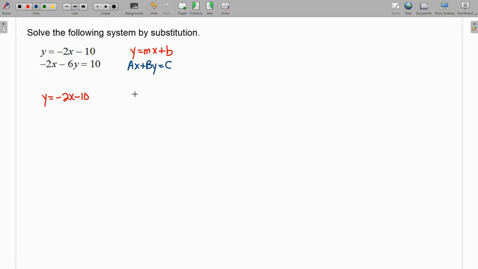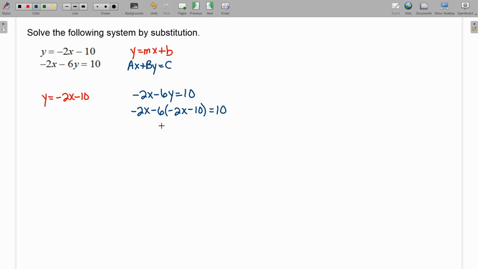So I'm going to take my second equation, negative 2x minus 6y equals 10. I'm going to take this y that I have in this particular equation, and I'm going to replace it with the algebraic equivalent or algebraic expression of that, which is negative 2x minus 10. So the start of this equation is going to be still negative 2x minus 6 times the algebraic expression that y is equal to, which is negative 2x minus 10 equals 10.